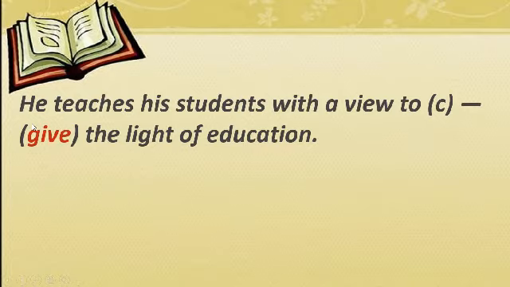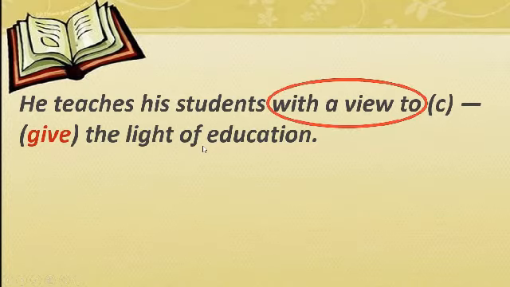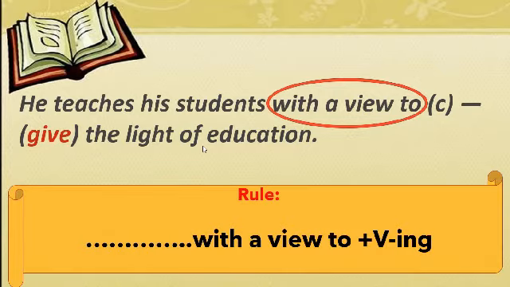Now next sentence. He teaches his students with a view to give the light of education. Dear students, here directly you find a phrase with a view to, and according to the rule, you know that after the phrase with a view to, you have to write the ing form of the verb. So dear students, for this gap you can write the answer giving. He teaches his students with a view to giving the light of education.